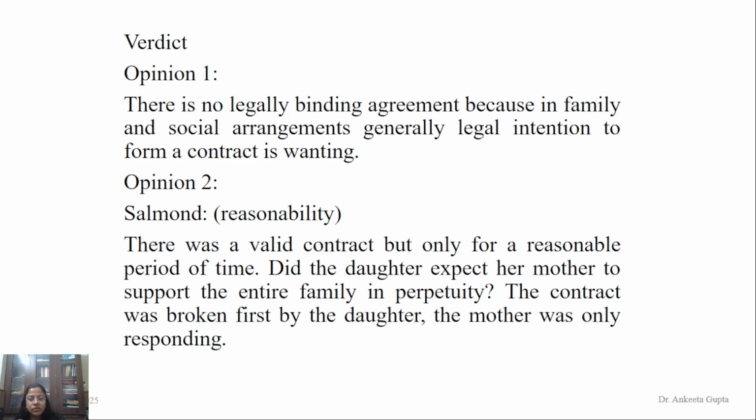The daughter could not have expected the mother to support the family in perpetuity. Thus, the contract was first broken by the daughter, and the mother was only responding to that breach. And this opinion, in my view, is the correct opinion with respect to this particular matter.